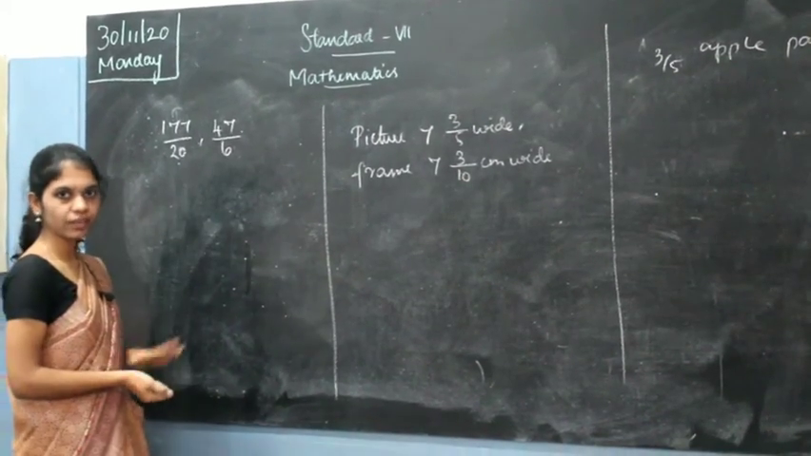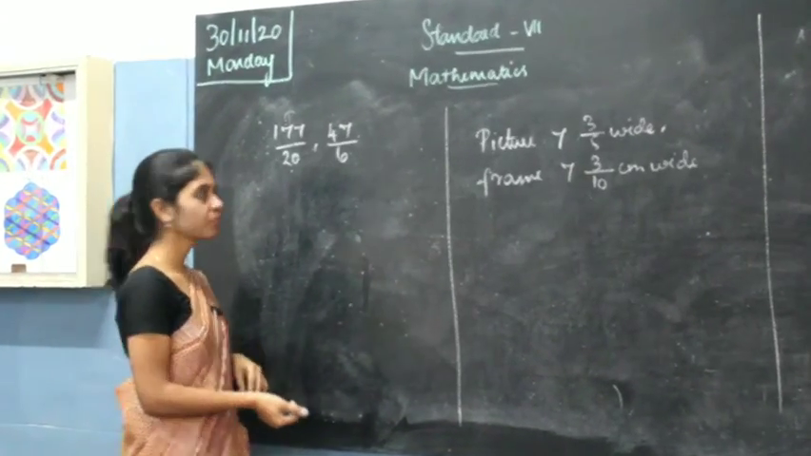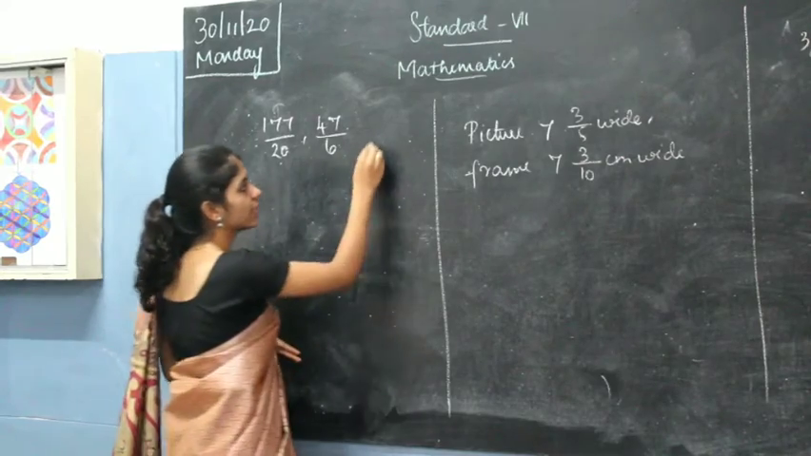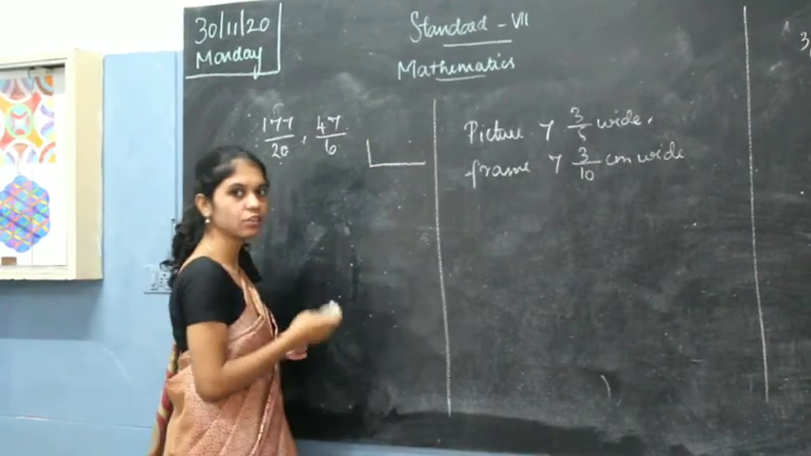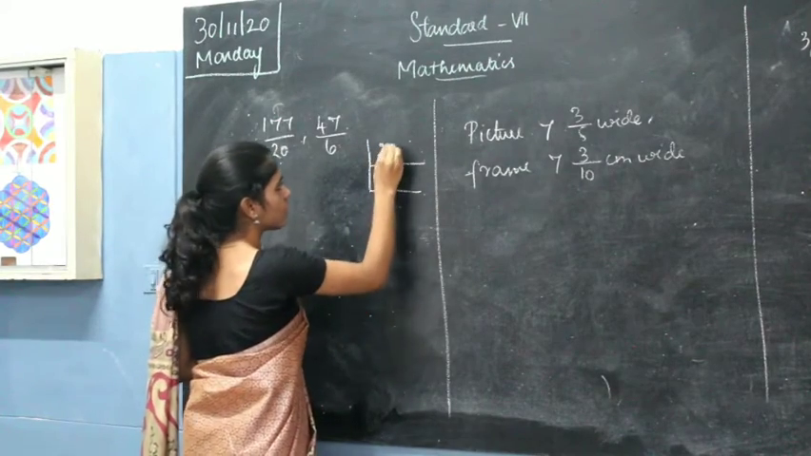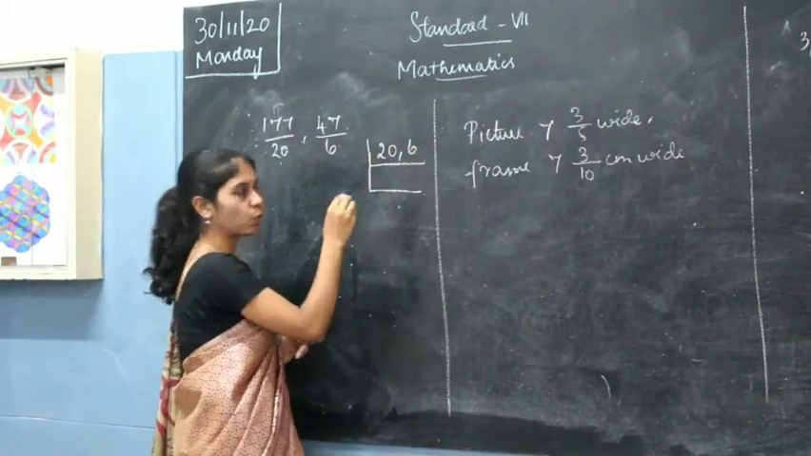So in order to find which one is greater, we have to compare them. In order to compare them, we have to make them like fractions so that it will be easy. For that you have to find the LCM of 20 and 6. These both can be divided by 2.